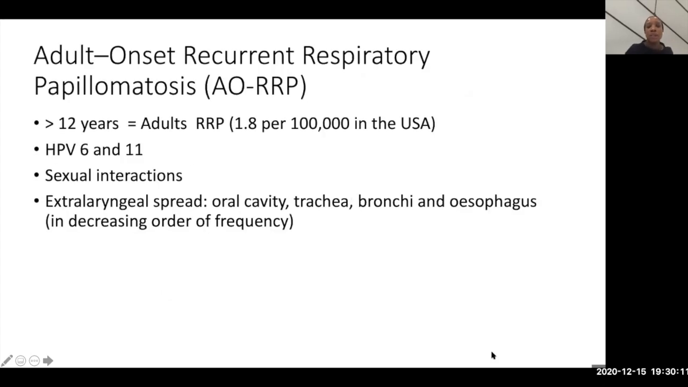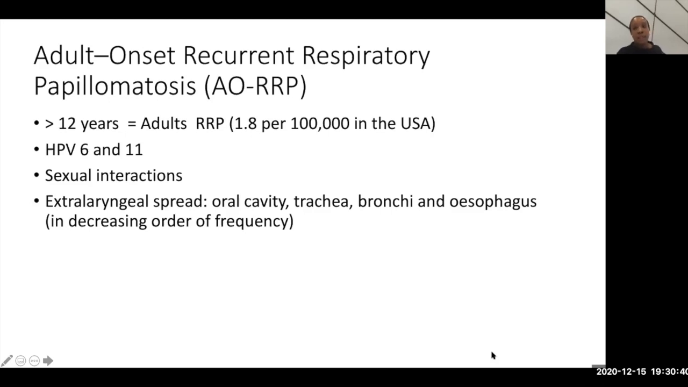Adult onset recurrent respiratory papillomatosis is the term used to describe RRP in anyone over the age of 12. Incidence in the United States is reported at 1.8 per 100,000, and this is the same figure that's quoted in all current papers. It's particularly driven by HPV 6 and 11. Sexual interactions in adults is a big cause for this. It's actually classed as a sexually transmitted infection.